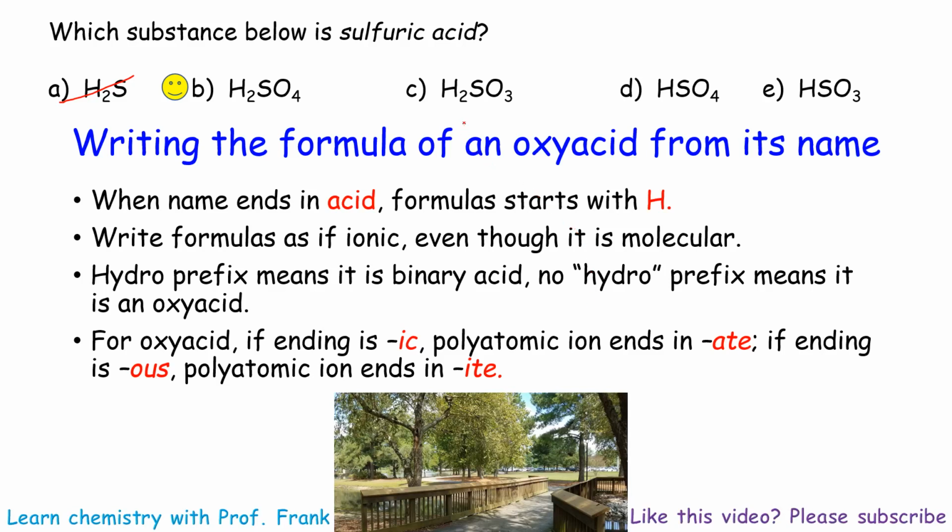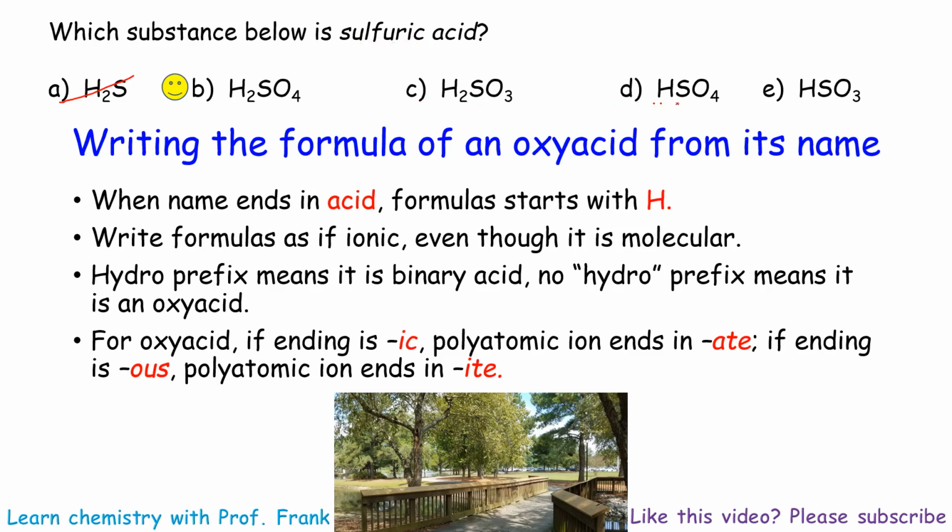Now let's just keep examining. C has sulfide ending with ITE, and then the name for this acid should be sulfurous acid, not sulfuric. Replace the IC with OUS.